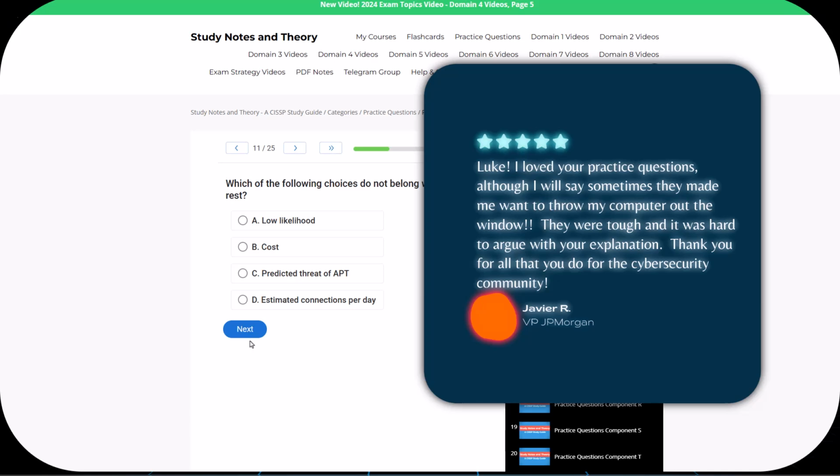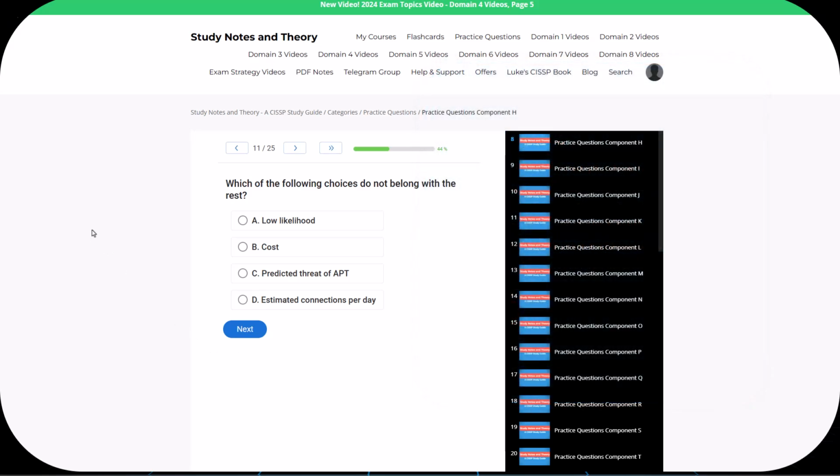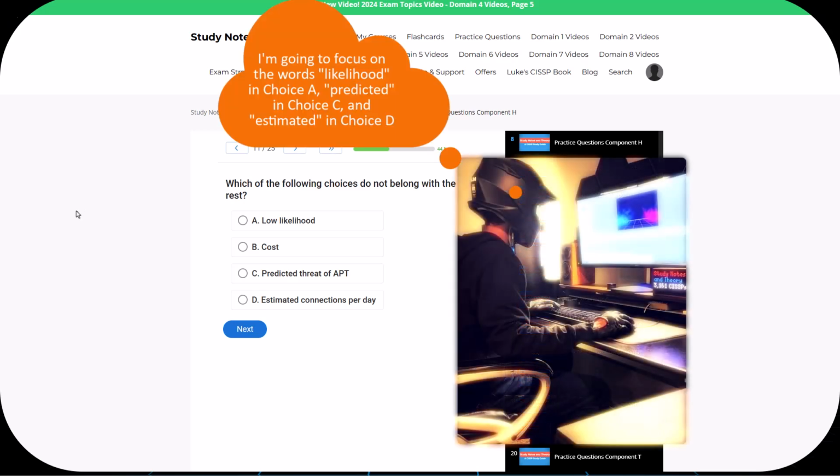Which of the following choices do not belong with the rest? What kind of a question is this? What was I smoking when I wrote this? Choice A, low likelihood. Okay. Cost, predicted threat of APT, estimated connections per second. What does this mean?